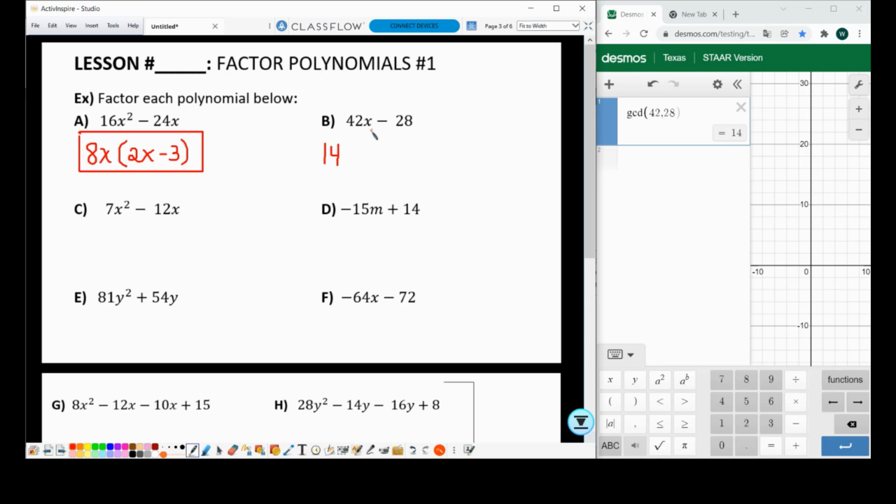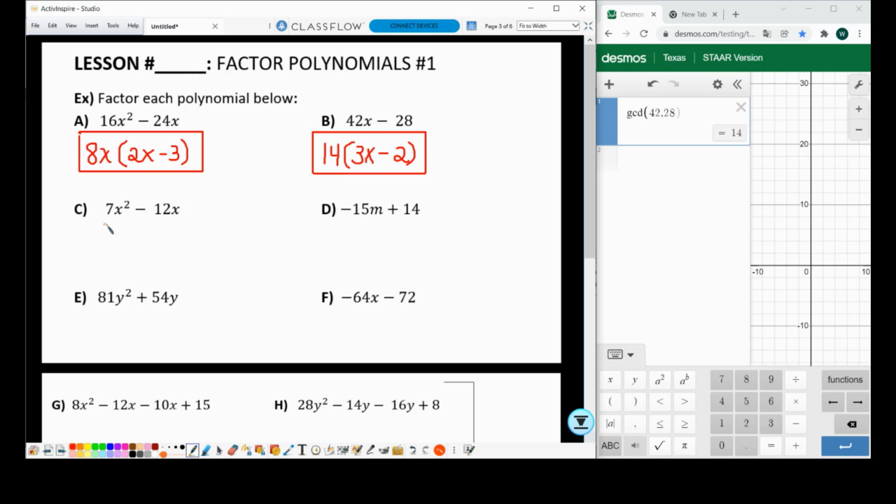Now, in this particular problem, only the first term has x, the second term does not have x. So that means I won't be able to collect or factor an x. So that means the only thing I'll be able to factor is 14. So let's go ahead and open parentheses and do the division. 42x divided by 14 is 3x. And negative 28 divided by 14 is negative 2. And there we go.